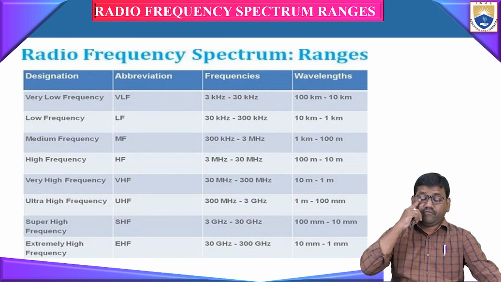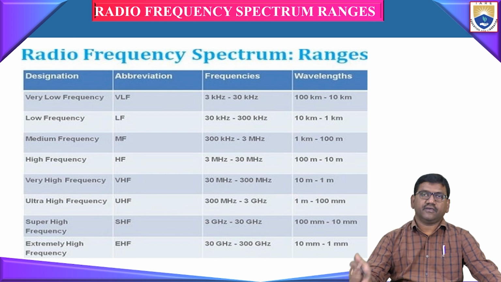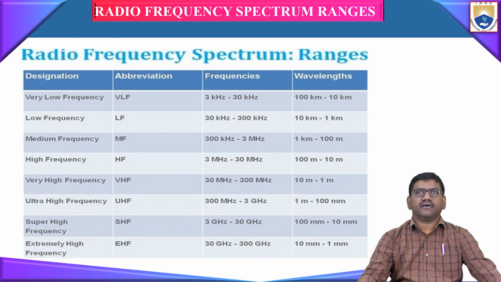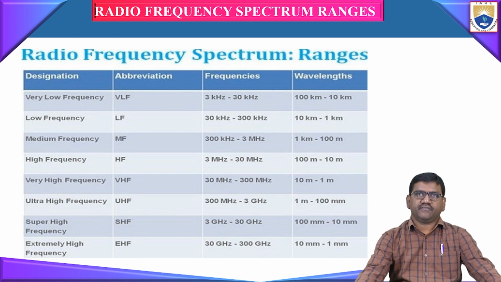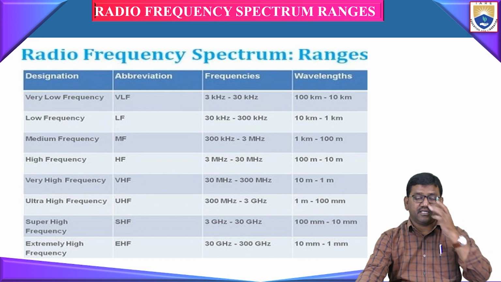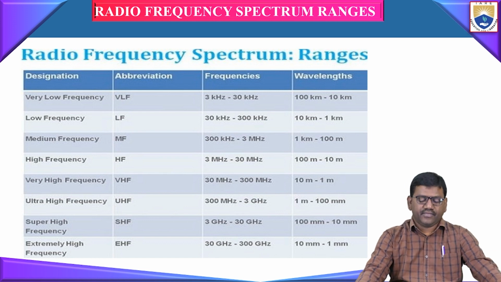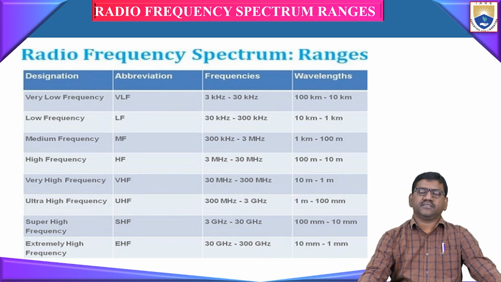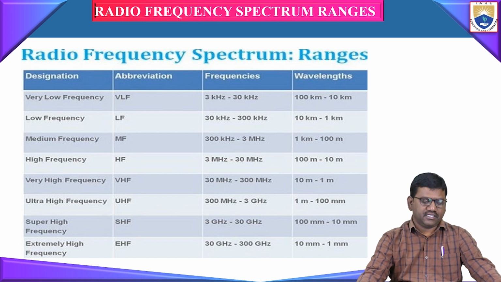So here the very high frequency, ultra high frequency, different antennas operate under different frequencies. There are some standard frequency ranges, known as the radio frequency spectrum. The ranges are given as shown here. These are designated by the symbols VLF, LF, MF, HF and VHF, and their frequencies are shown on the screen here.